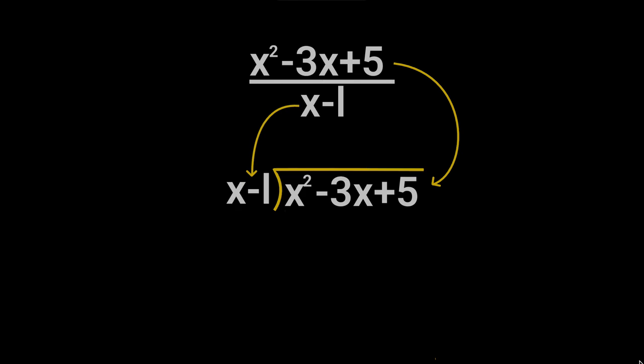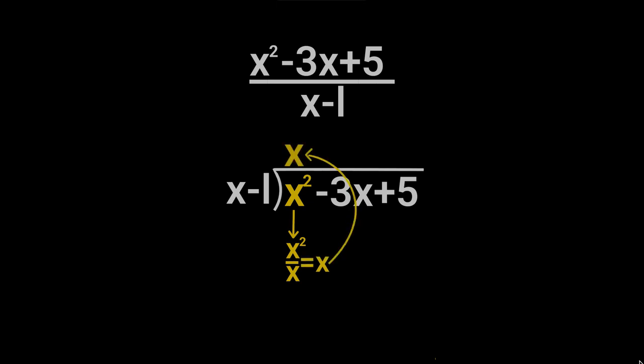Now once we have that, we gotta be looking at the leading term of the divisor, that is x, and x squared is the leading term of the dividend. Now, how many times would x go into x squared? To do that, we're gonna take the x squared and divide that by x, and then we got x. We're gonna take that x and put it on top of the division sign. Now we're gonna take that x and multiply it with the divisor.